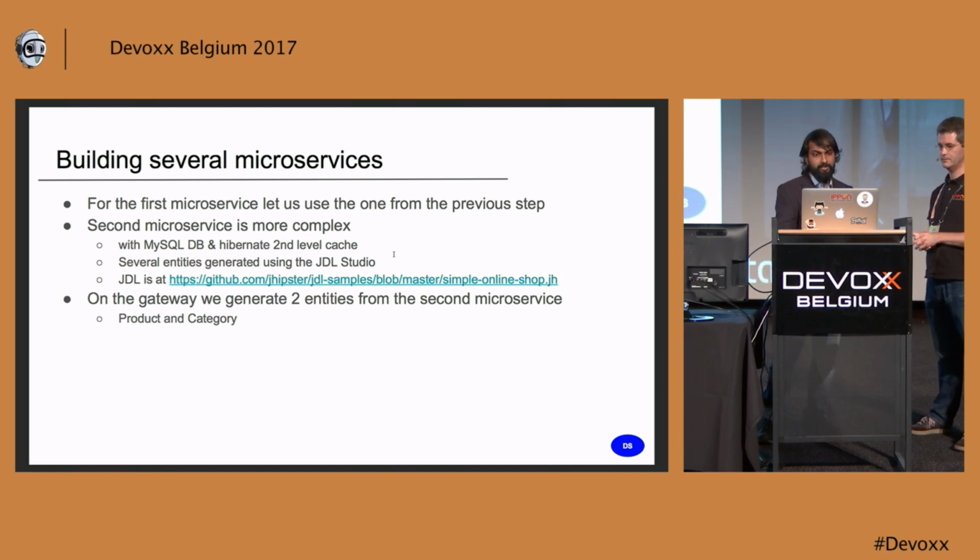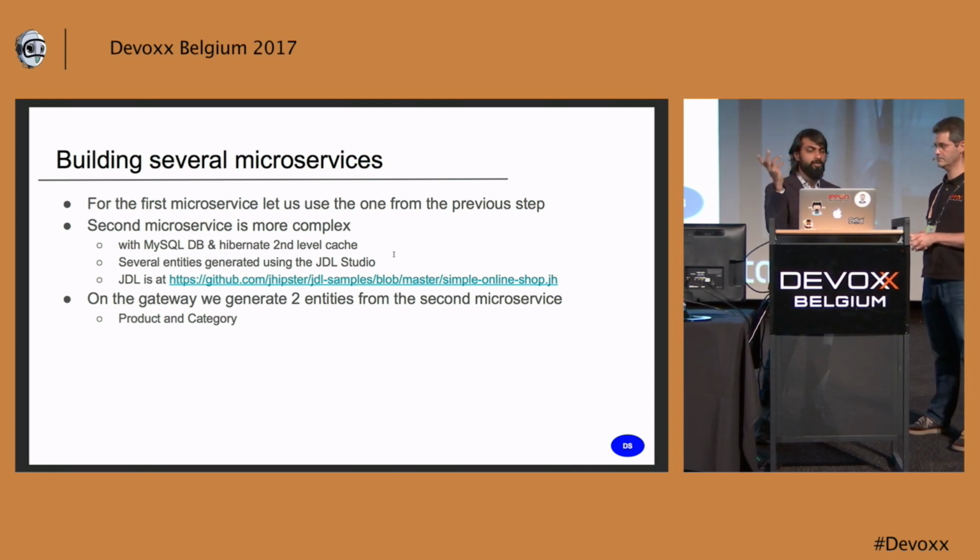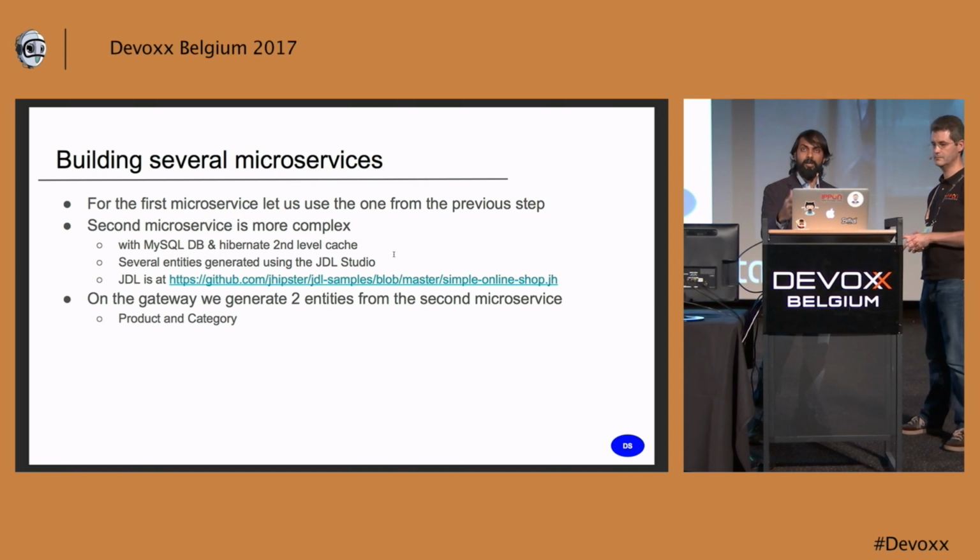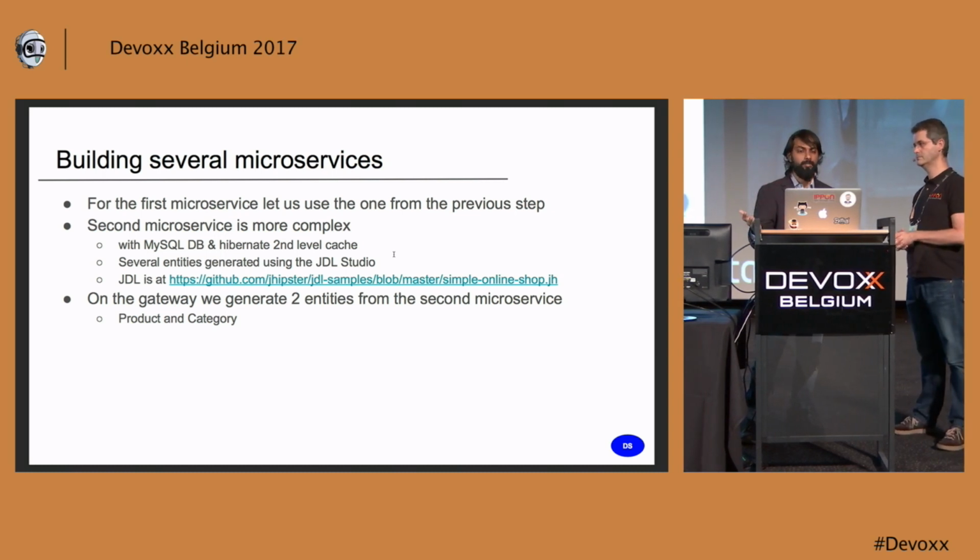So our second microservice will be a bit more complex. The first one was very simple. It didn't have a database or anything, just had a simple controller. The second one will have a MySQL database. It will have a second level Hibernate cache.